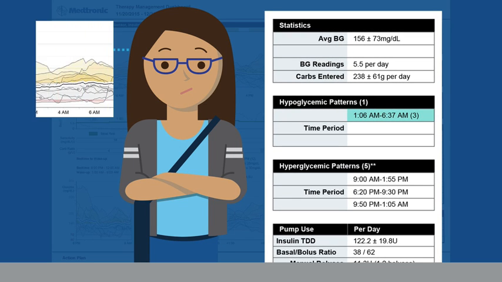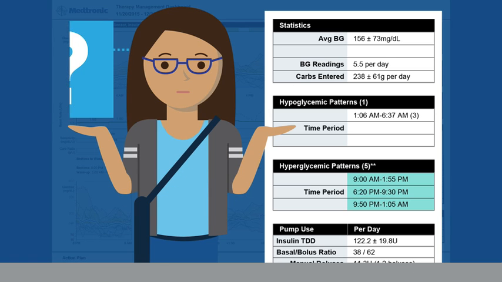She has seen a pattern of lows in the early morning and quite a few patterns of highs throughout the day. Sophia can see that there are a total of 5 different hyperglycemic patterns, but only the top 3 time periods where she spends the most time above 140 mg per deciliter are shown. She wonders how she can tighten her glucose control during the day.